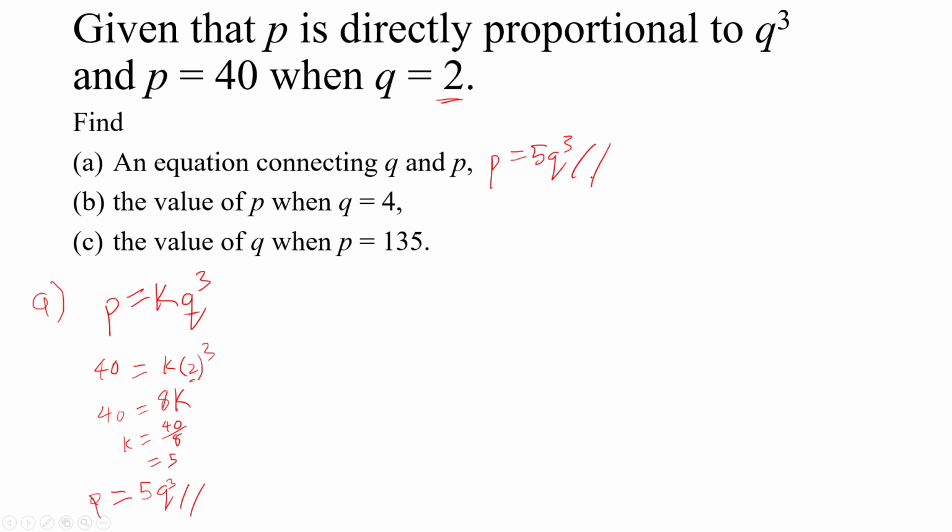Alright. Next, you should pause this video if you really have not done it. If you have done it, please check the answer. Find P when Q is equal to 4. So 5 times 4 cubed, right? Because Q is 4. So P will just be equal to 4 to the power of 3 times 5, 320.